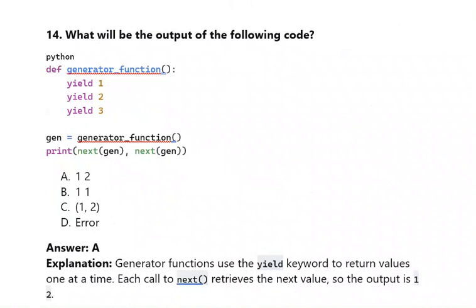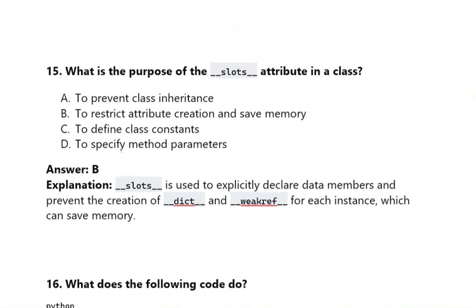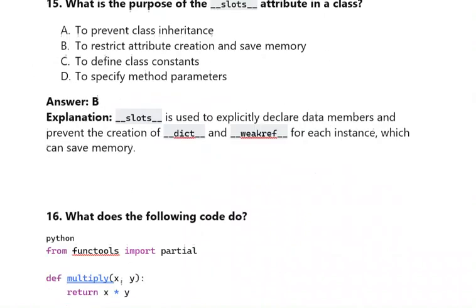What will be the output of the following code? Generator function yield 1, 2, 3. Print next generator means 1, 2, next function. What is the purpose of the slots attribute in a class? To restrict attribute creation and save memory.